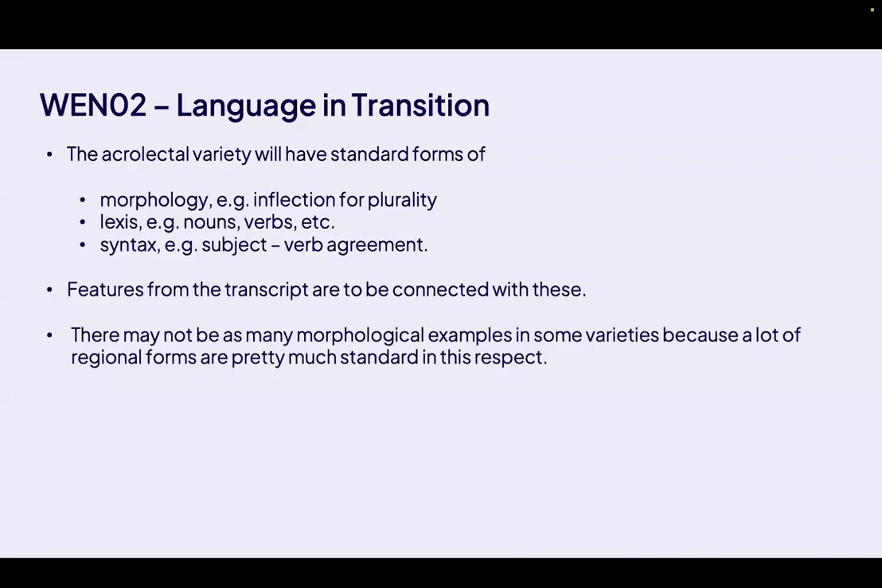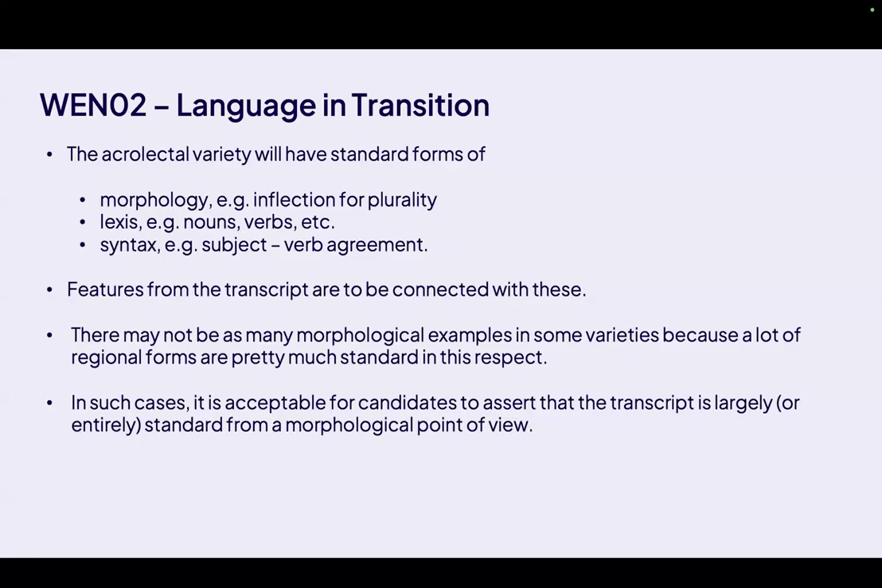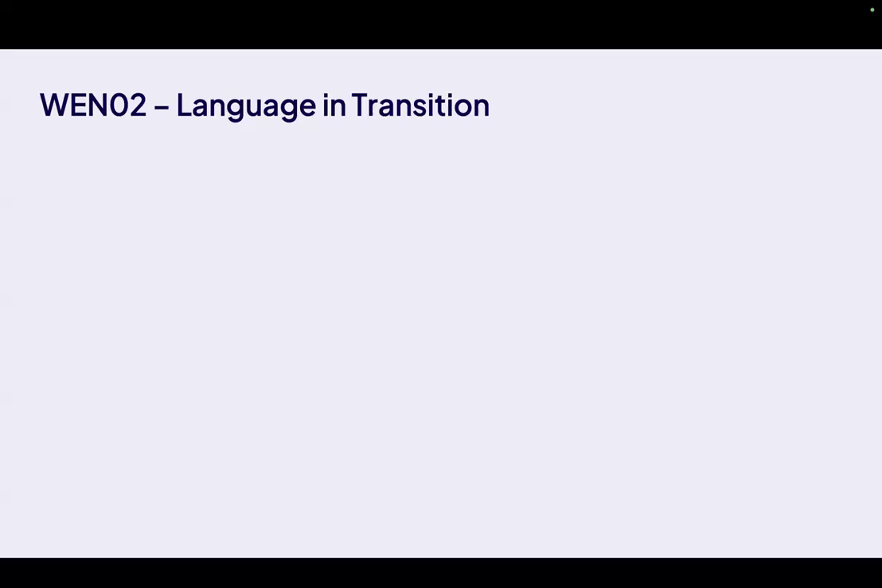There may not be as many morphological examples in some of the varieties in the scripts because a lot of regional forms are pretty much standard in this respect. So it is actually okay for candidates to assert that the transcript is largely or entirely standard from a morphological point of view. That's all right, but please get them to mention it. Even if there's nothing to mention, mention that there's nothing to mention, so that the examiner knows that they have actually addressed that because they're asked to do so. So that's an important point.